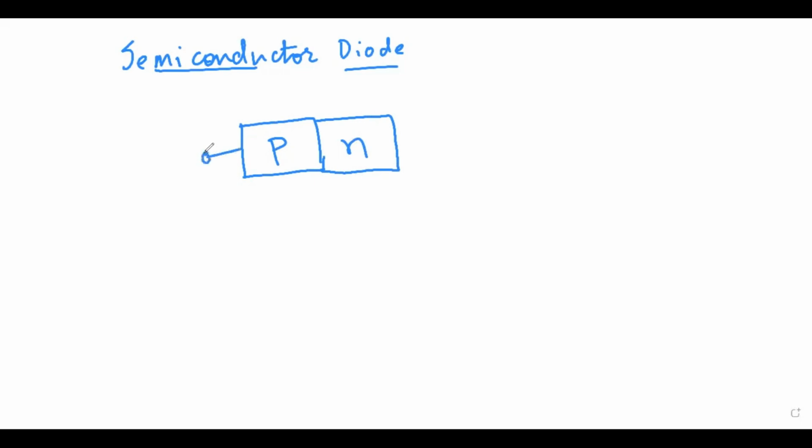And this terminal, we call it the anode, which is the positive terminal, and this terminal is the negative terminal, the cathode. This is the structure of the diode, and the symbol of the diode is represented as an arrow symbol, where this is the anode and this is the cathode.